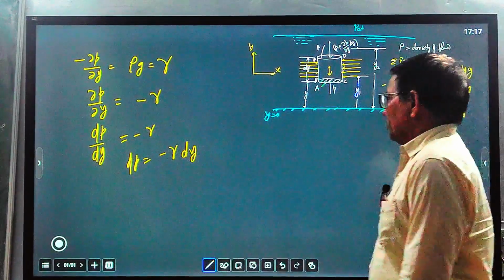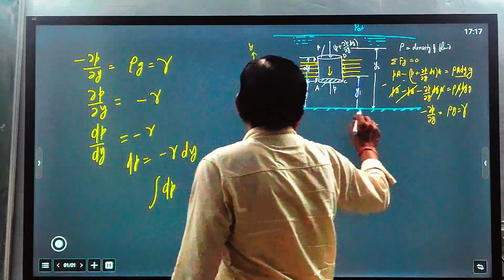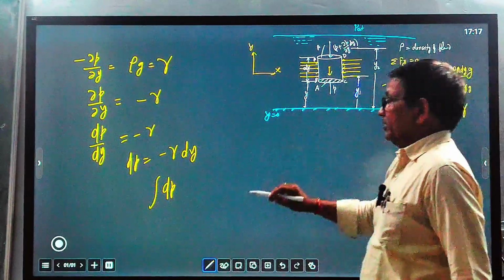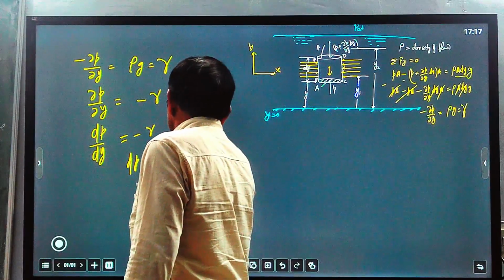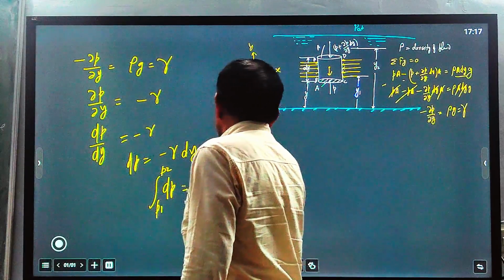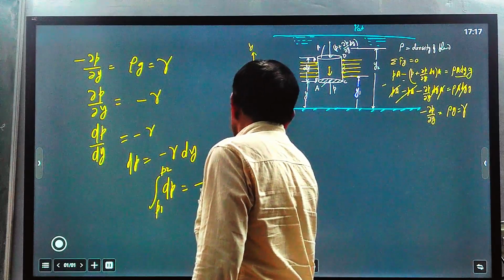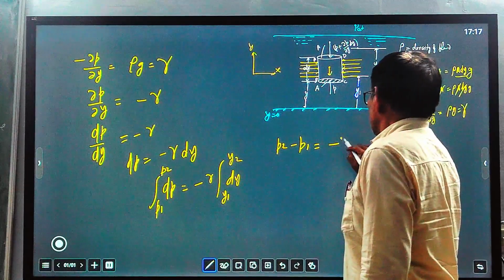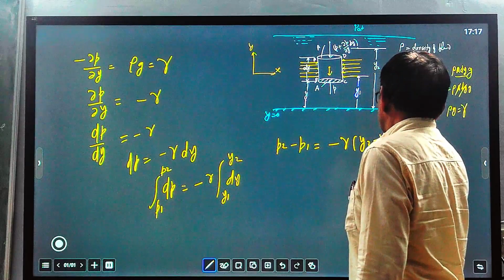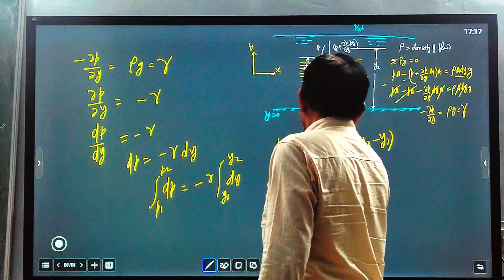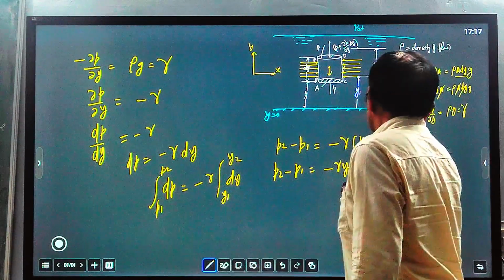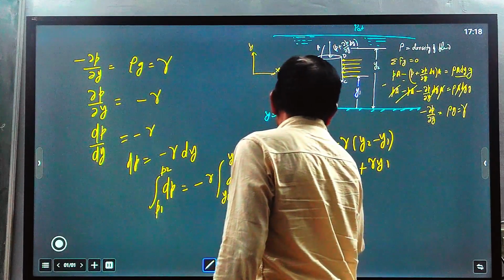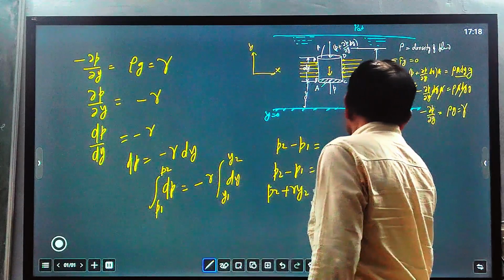Integrating this equation from reference point y1 to y2, how is pressure changing? From y1 to y2, pressure changes from P1 to P2, equal to minus gamma times dy changing from y1 to y2. So the equation will become P2 minus P1 equal to minus gamma (y2 minus y1). So P2 minus P1 equal to minus gamma y2 plus gamma y1. Rearranging this equation, P2 plus gamma y2 equal to P1 plus gamma y1.